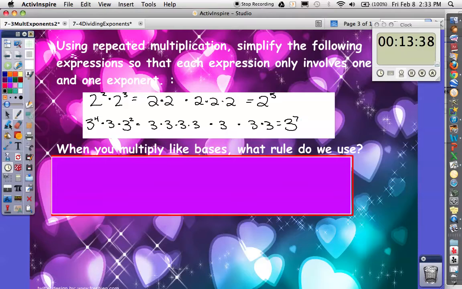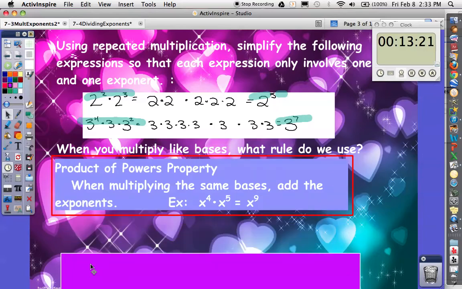So what's the rule? What do you notice between what you started with and what you're ending with? Does the base change? Hopefully you're saying no. What happens to the exponents though? What do I do with what I started to get the end answer? Well, when you multiply the same bases, you add the exponents.